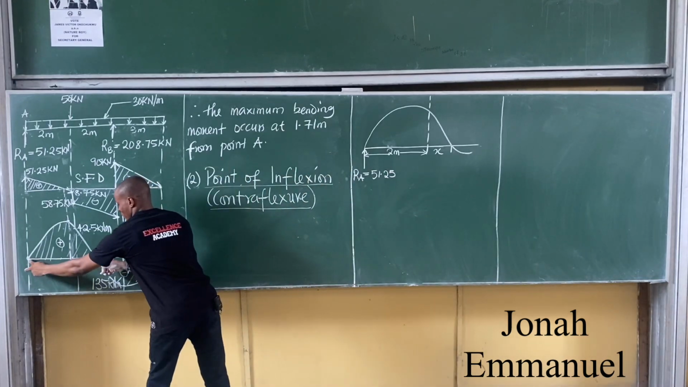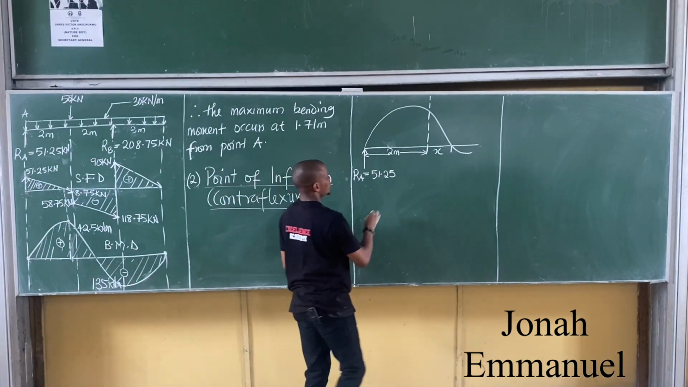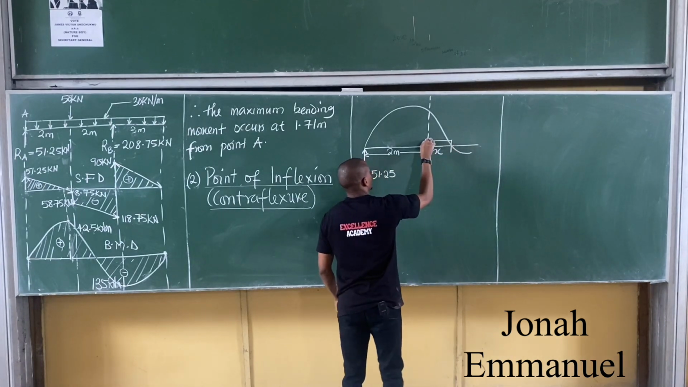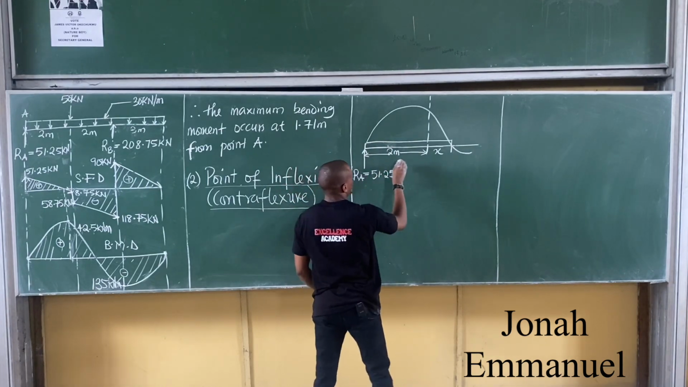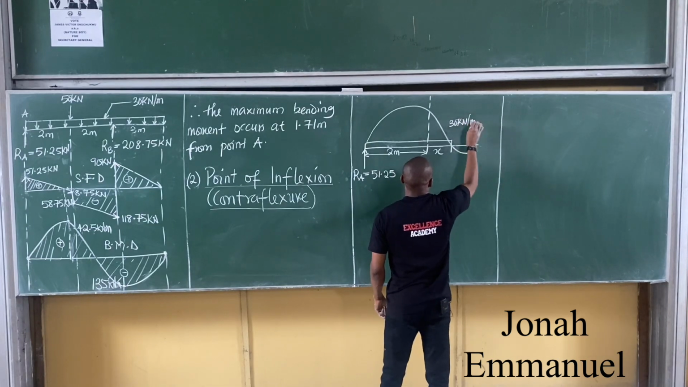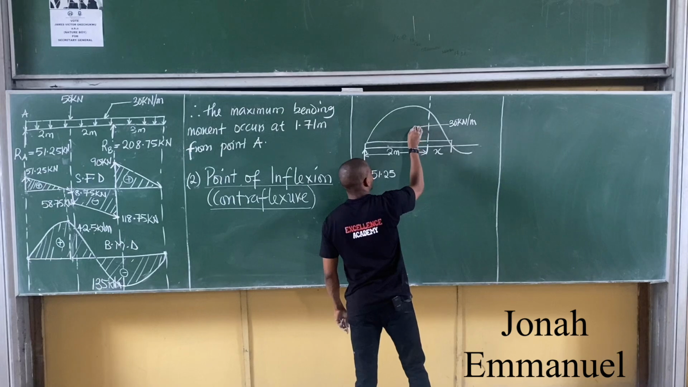From here to here, look at this, we have UDL, right? We still have UDL here. So my UDL also continues here. This is what I'm doing. So in retrospect, I'm bringing back my forces into the diagram. I still have my UDL here as 30 kilonewton per meter.